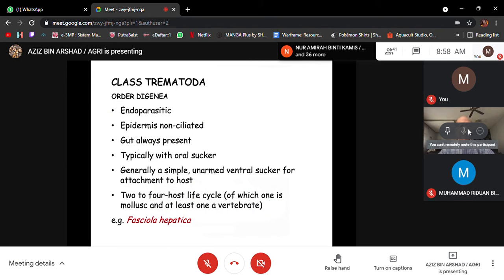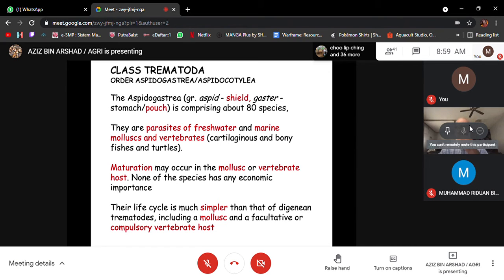For the class Trematoda, we are going to look into order Digenea, which has two to four hosts in the life cycle. They are endoparasites, meaning inside the body. Endo means inside. Epidermis without cilia. Gut is present. They have an oral sucker at the front part of the body and a ventral sucker for attachment. The oral sucker is normally provided with sharp teeth, whereas the ventral sucker is for attachment to the host. So Digenea have a two to four host cycle, which includes one mollusk and one vertebrate. An example is Fasciola hepatica.